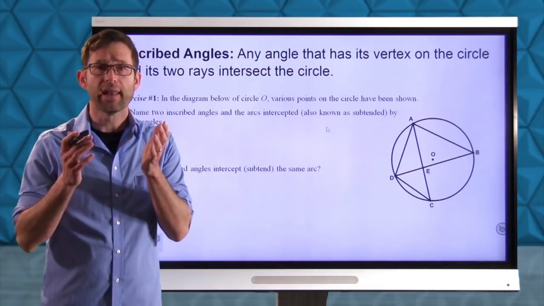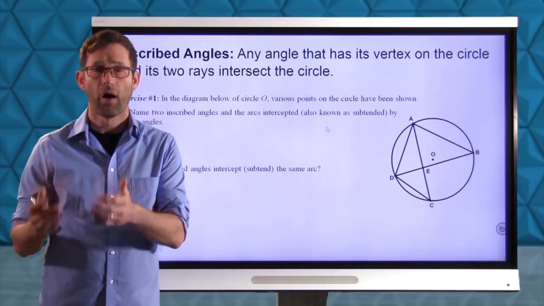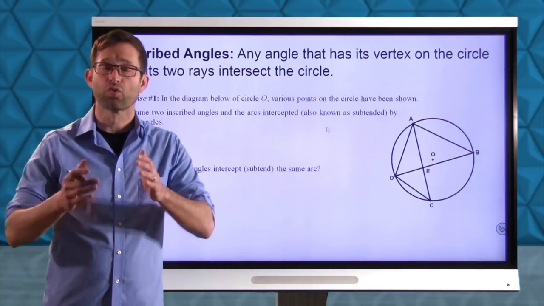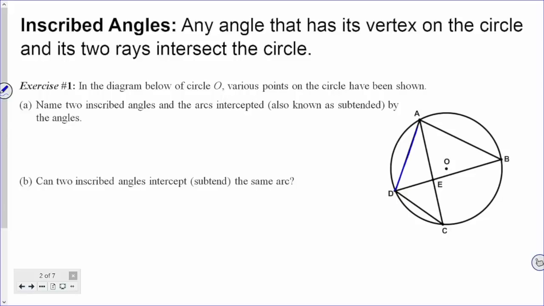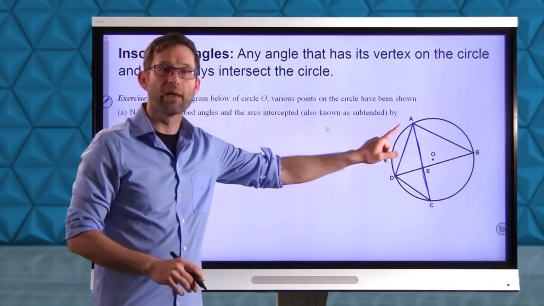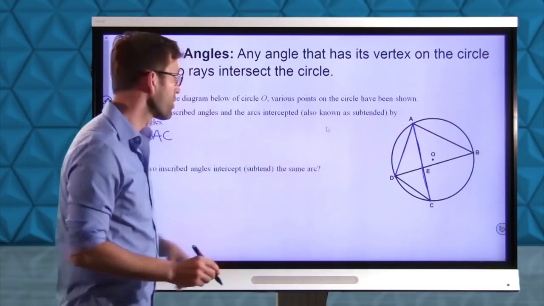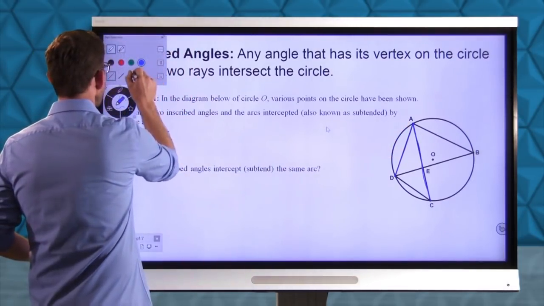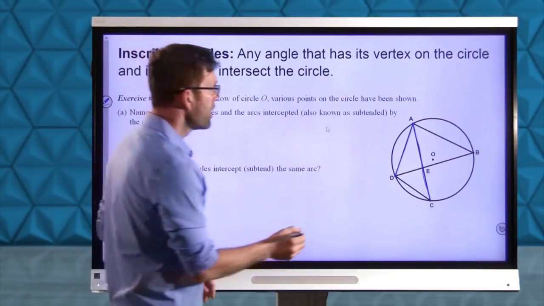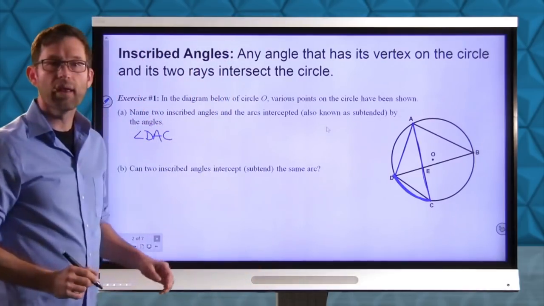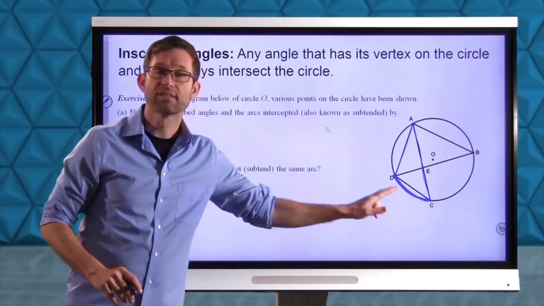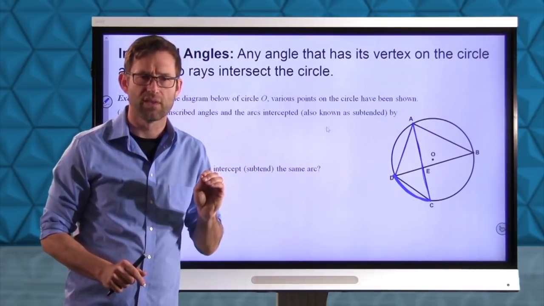So remember, an inscribed angle has to have the vertex on the circle, okay, and then its rays must intersect the circle. So a good example of that would be angle DAC, okay? Angle DAC is an inscribed angle because its vertex A lies on the circle. Now, the arc that it intercepts, or subtends, is this arc. All right? So it intercepts or subtends arc CD, and it's very important that you can see that, all right?